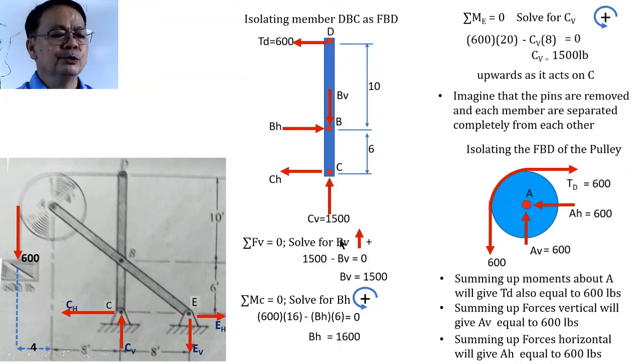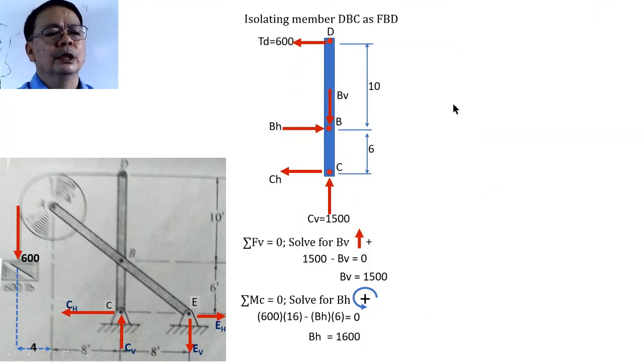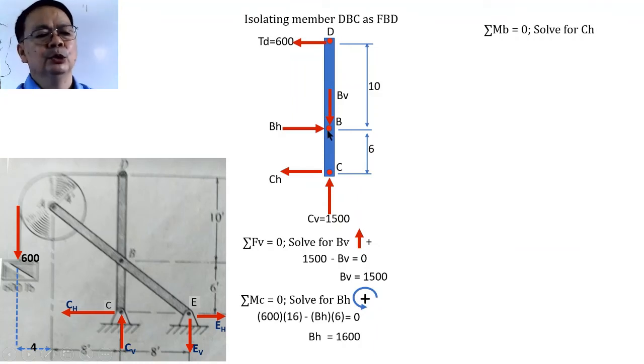Then afterwards, what shall we do? We can now solve for C sub H, this value, by summing up moment about B. If we sum up moment about B, all this B sub H, B sub V, and C sub V will create no moment, hence they will be eliminated in the equation.